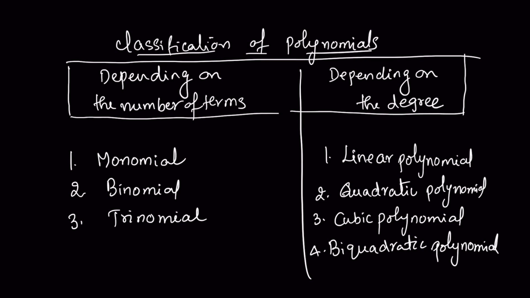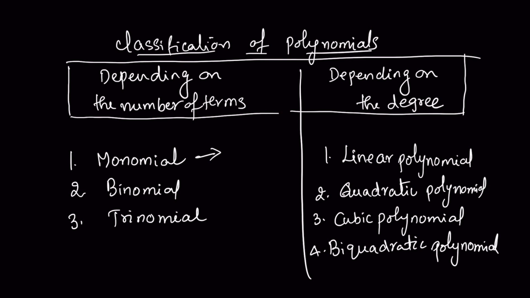Classification of polynomials. Polynomials are divided into two types depending on the number of terms and also depending on the degree of the polynomial. First, depending on the number of terms, polynomials are divided into three types: monomials, binomials, and trinomials. Depending on the degree, polynomials are divided mainly into four categories: linear polynomial, quadratic polynomial, cubic polynomial, and biquadratic polynomial.